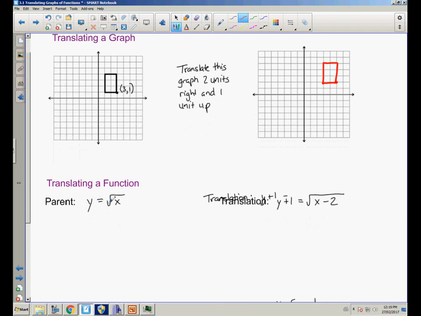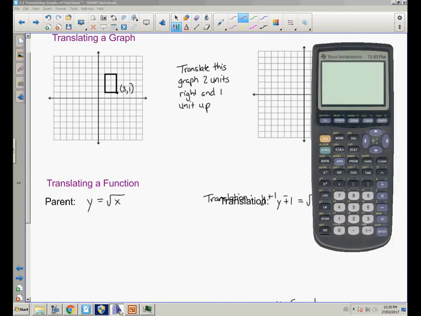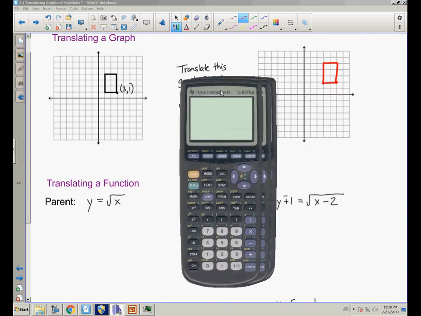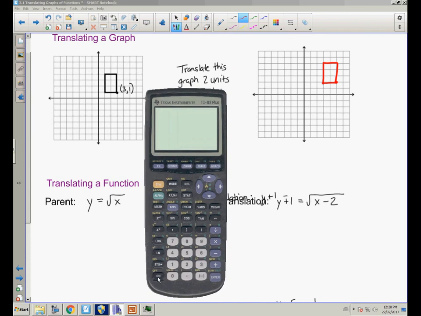So if we have y is equal to the square root of x, and the translation y plus 1 equals the square root of x minus 1, what happens to that graph? Well, let's give it a shot. Let's try it on our graphing calculators. I'm going to graph both of these functions. I'm going to start with the first one.